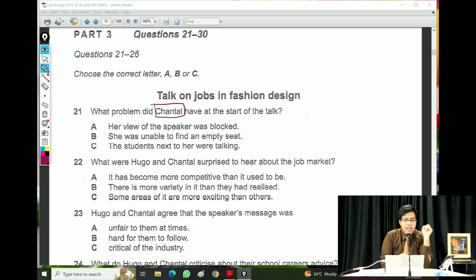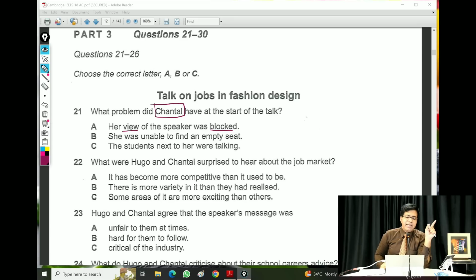What was the problem? View of speaker was blocked. View and blocked. Now, how to block the view? For example, if I'm talking to you and someone is standing here, right? Excuse me, you're blocking my view. Please take a side. Block the view means someone stands in the middle. So, what problem did Chantal have at the start of the talk? Her view of the speaker was blocked. If she says, I was unable to see the speaker, there was a fat guy standing in front of me. What does that mean? View was blocked. Means usko nazar nahi aa raha tha.